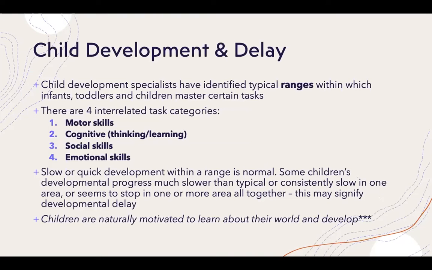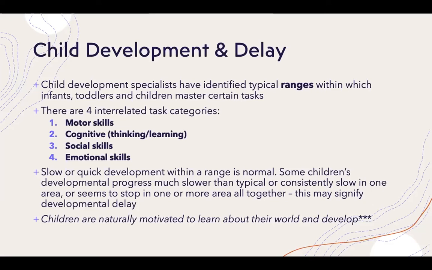So specialists have identified typical ranges within which infants, toddlers, and children master certain tasks. There are four interrelated categories when it comes to child development. There are other categories as well, but these are the major ones that we consider: motor skills, cognitive skills, which is thinking and learning, social skills, and emotional skills. And keep in mind, going back to that standard deviation idea, when we have a young child who's a little bit slower with some of these things, that's okay. They may be quicker in other areas, and that's still considered normal, right? Because we have this middle 50% standard deviation, or this zero standard deviation average, right?